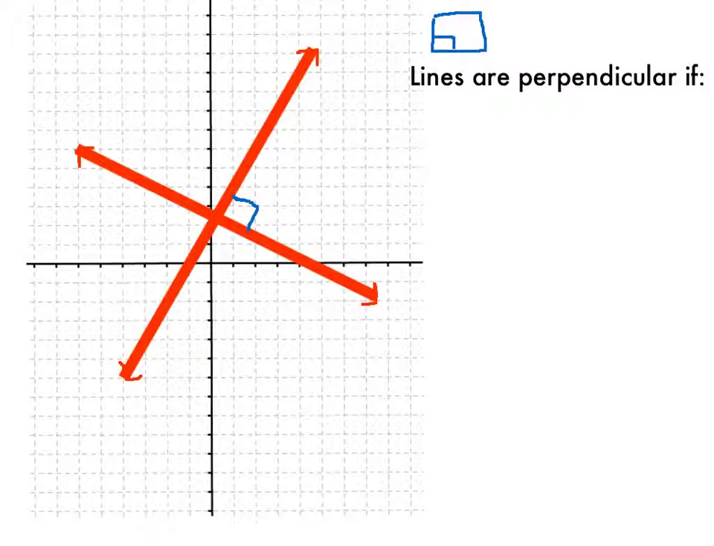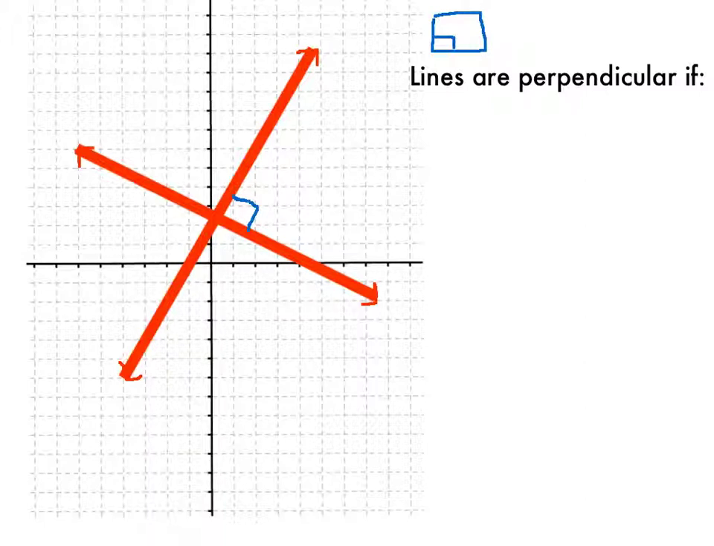And the thing with parallel lines is that they had the same slope, and that was pretty obvious once we put them on the coordinate system. It's not as obvious here. The only thing we can really deduce just looking at this is that this line has a positive slope, and this line has a negative slope. So if they're perpendicular, they have to be going in different directions. One's going to be positive, one's going to be negative.